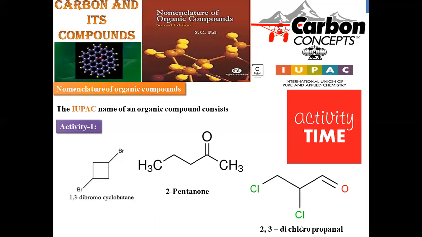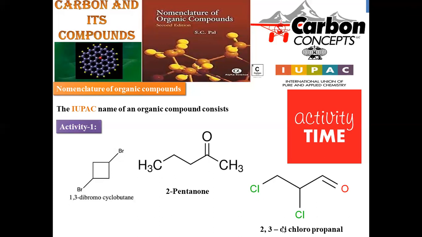Move on to another compound where we have 1, 2, 3. How many carbons? 1, 2, 3. Only 3 carbons are there. The parent chain will be the 3 carbon prop. And here we have an aldehyde functional group on the first carbon. Wherever an aldehyde is there, there we have to start numbering. Here 1, 2, 3. At the second carbon and third carbon, we have chloro.